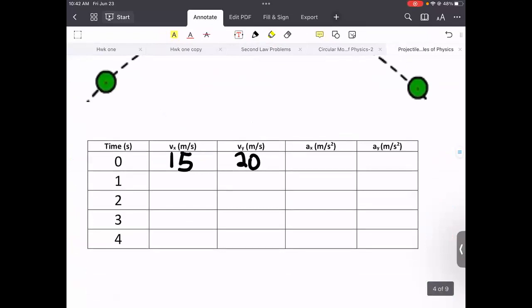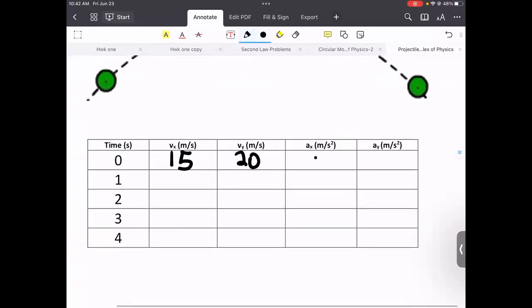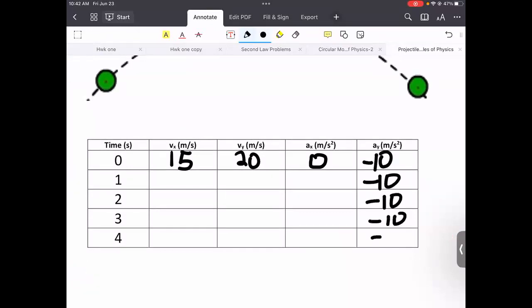Acceleration in the x direction, there's no acceleration, so I put 0. There's no acceleration because the velocity is constant. In the y direction, it's always going to be minus 10. I can just complete this. I know it's always minus 10. Don't have to worry about this. And this one also I can always complete quickly because there's no acceleration in the x direction.